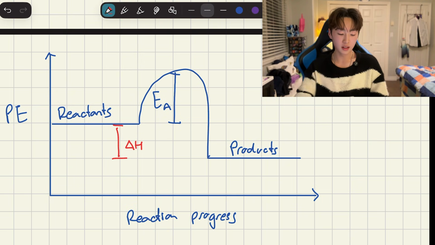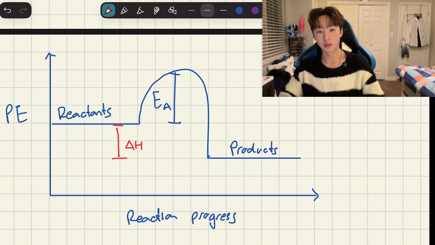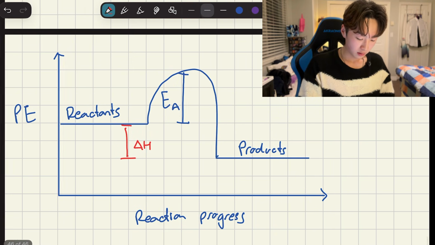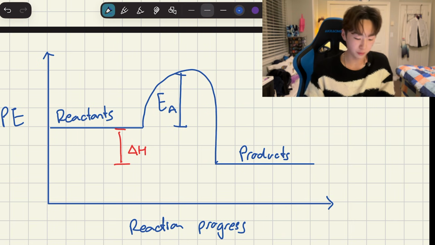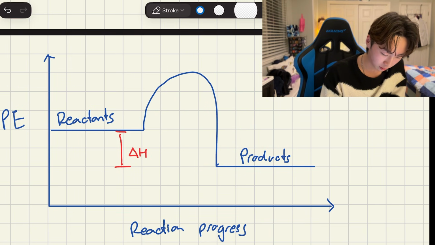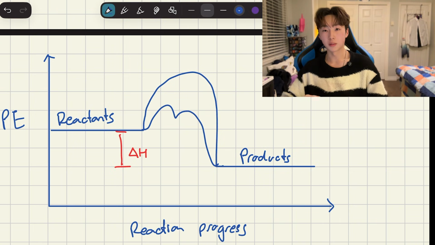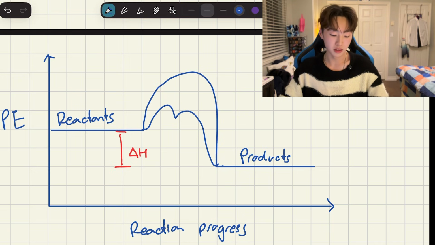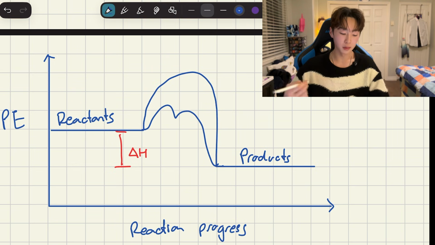As you can see here, it goes down. So that means this reaction is exothermic. What catalysts do is provide a different path for this reaction to take place, such as something like this. As you can see, we have more steps, but they're lower in activation energy, so it's easier to overcome. That increases the reaction rate.